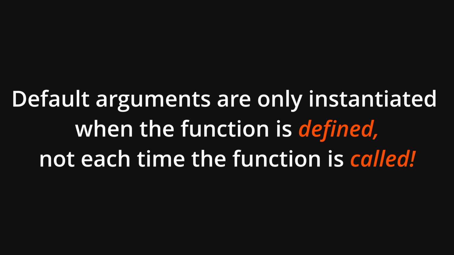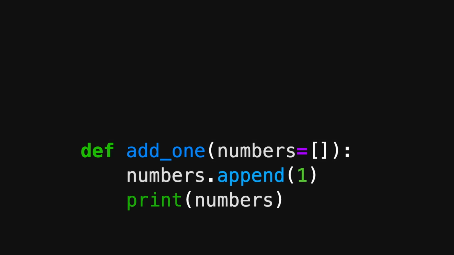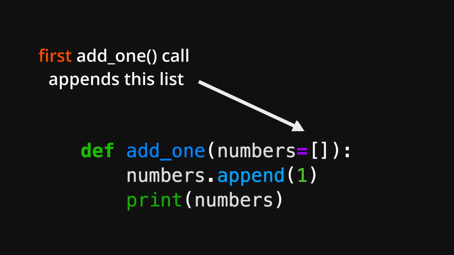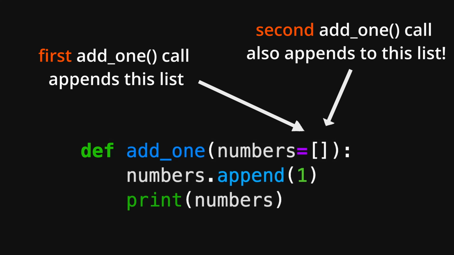Well, in Python, default arguments are only instantiated when the function is defined, not each time the function is called. This means that numbers always references the same default list instance, regardless of how many times we call add1, and so we're modifying the same list every time we call the function.